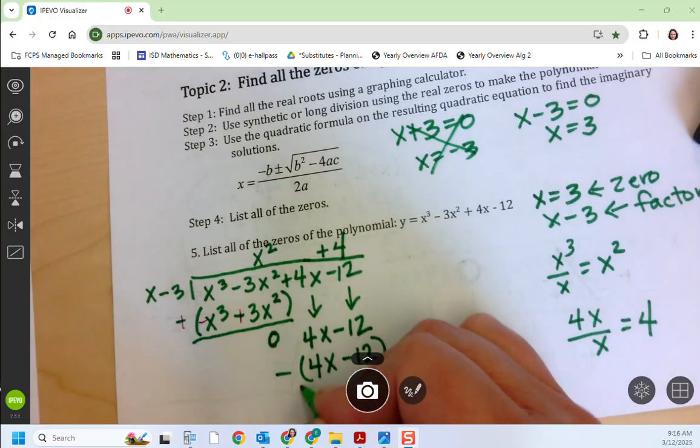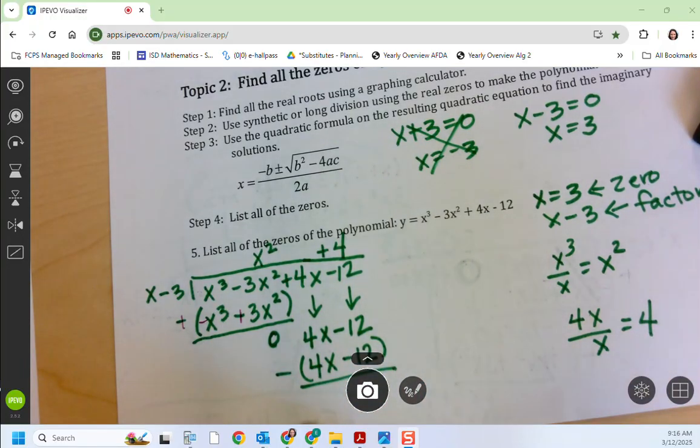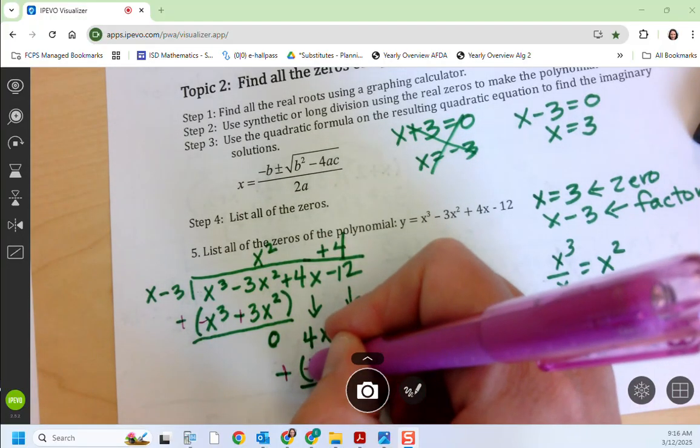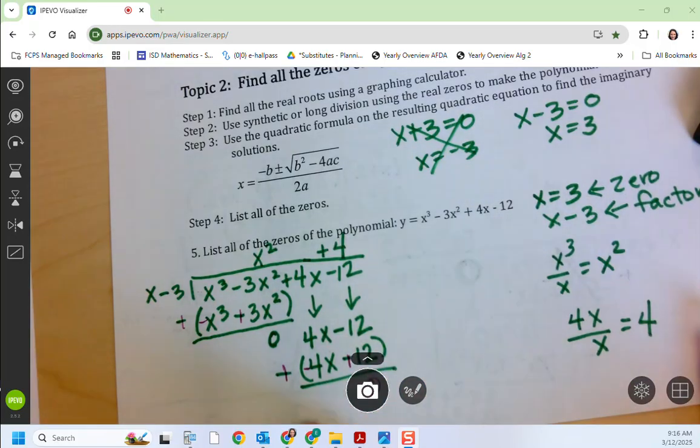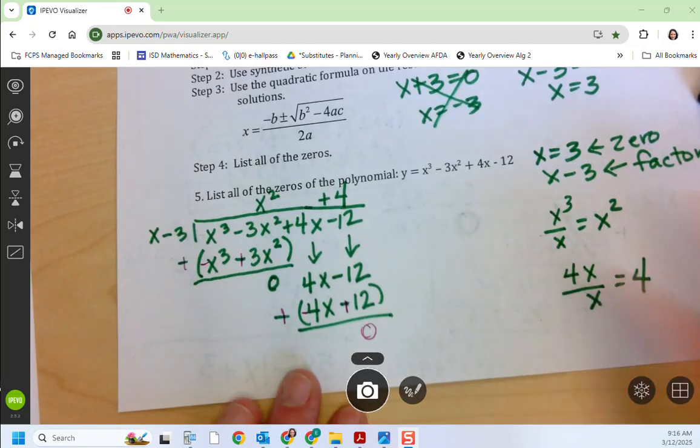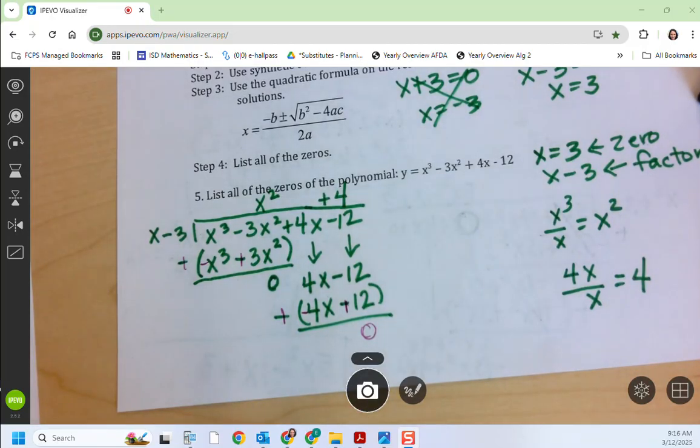They do cancel again. And that's what you expected, because I told you that it was a factor, which means that it divided evenly. Okay? But that's not what it asked me to do. It asked me to list all the zeros. So once I've done all that work, then I have to list all the zeros.